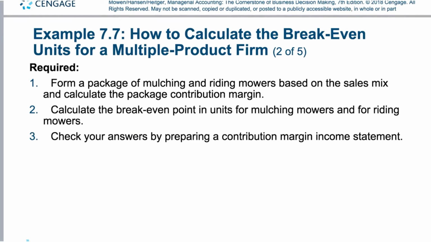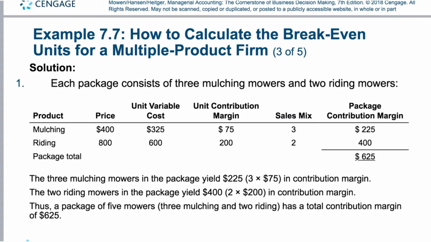So here is what they want us to do. They want us to form a package of mulching and riding mowers based on the sales mix. And then we want to calculate the package contribution margin. And then based on that, we're going to calculate the package break-even point, and then we're going to break that down into our mulching mowers or our push mowers and our riding mowers, and then we are going to, as usual, prepare a contribution margin income statement as in the previous examples. Okay, this is obviously something that would lend itself to being worked out in Excel, and in the next video I will show you how to do that, but here I'm just going to talk you through it with my pencil because it might make it more clear.